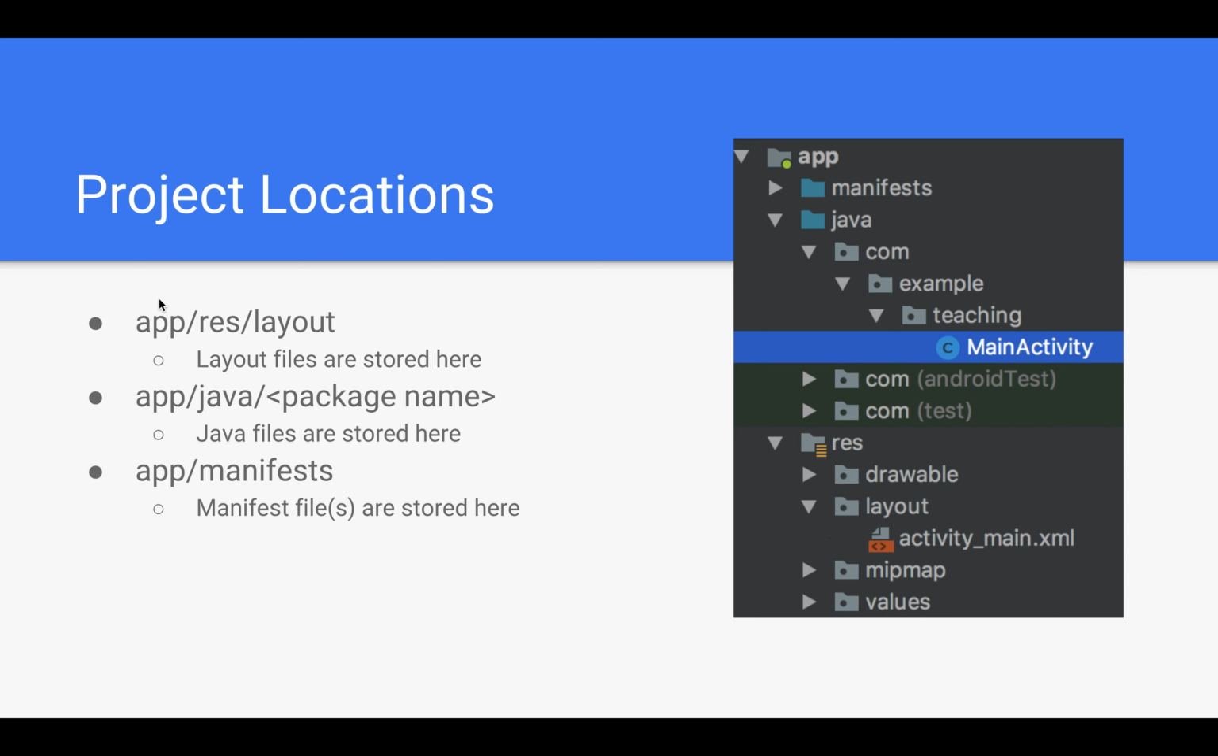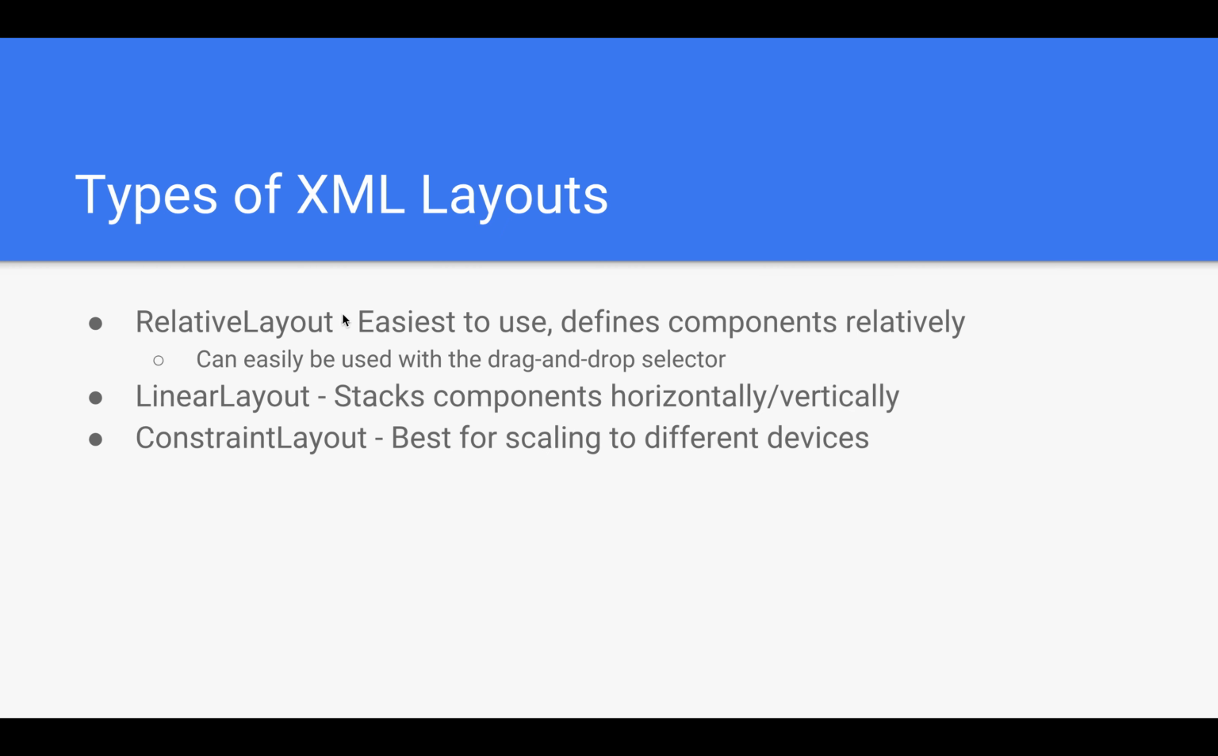So that's Java files. Layout files are stored in res/layout. So that's where you would store your layout information. And then apps/manifest up here is where you would store your manifest files. So, types of XML layouts.